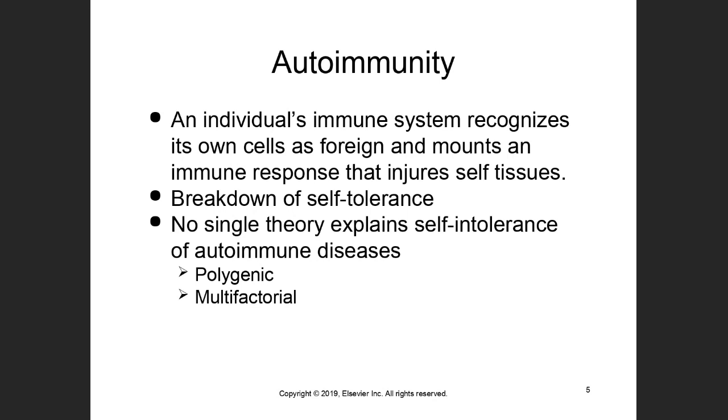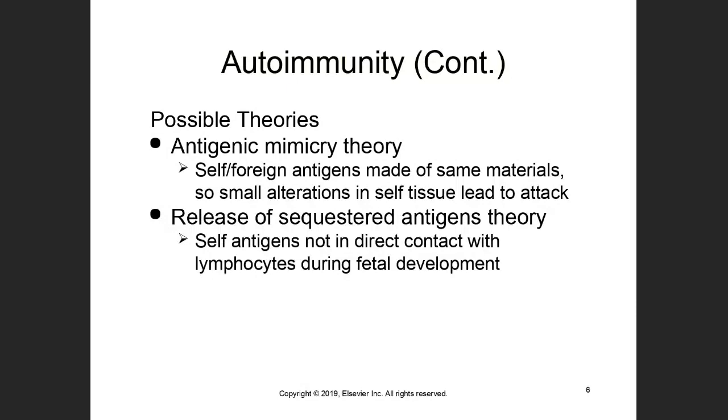One classic example of this is MS, multiple sclerosis. Multiple sclerosis is when sometimes your immune system recognizes its own cells as a foreign body, and then builds an immune response. Right here we have possible theories. Antigenic mimicry theory: a cell and a foreign antigen are made of the same material, so a small alteration in cell tissue leads to attack. And release and sequestration of antigen theory, that's the other theory.